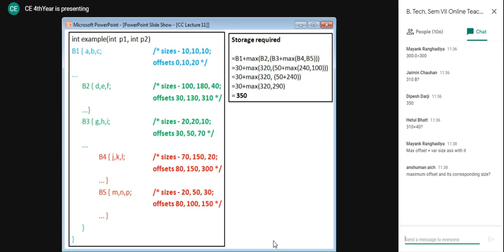So whatever is the maximum space we need, with that we need to take an addition. Okay, so here we can see that 30 plus maximum of 320 and 50 plus maximum of 240 and 100. Okay, so how do we get this 240 and 100 for block B4 and B5? I'm sure you are able to get this one.